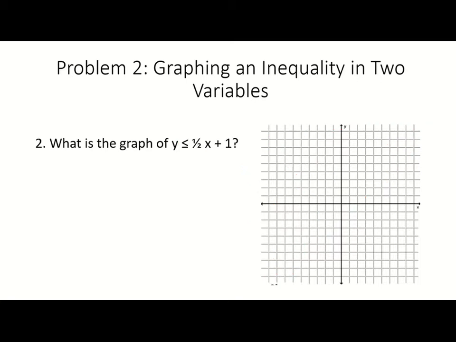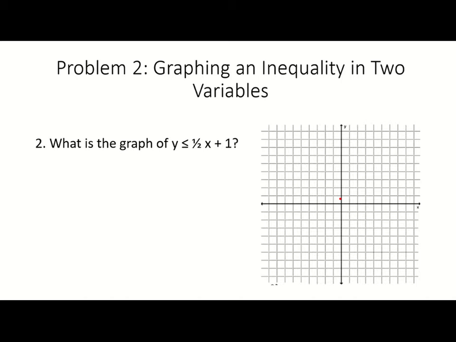Our second example, we're going to graph the inequality y is less than or equal to 1/2 x plus 1. So what I want to do, I want to start by making sure my inequality is in slope-intercept form, which it is, and then I want to plot my y-intercept. So according to this inequality, the y-intercept's at 1, so I'm going to plot a point at 1, and then count my slope. Up 1, right 2, because that's the coefficient in front of x.